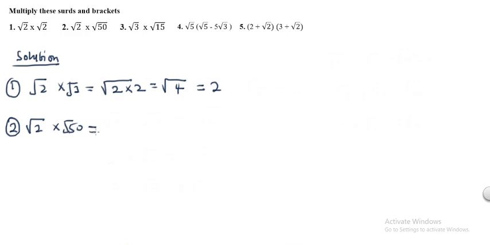But let's continue. So this is roots. You multiply the numbers inside. This will be 2 times 50. 2 times 50 is the square root of 100. The square root of 100 is 10.